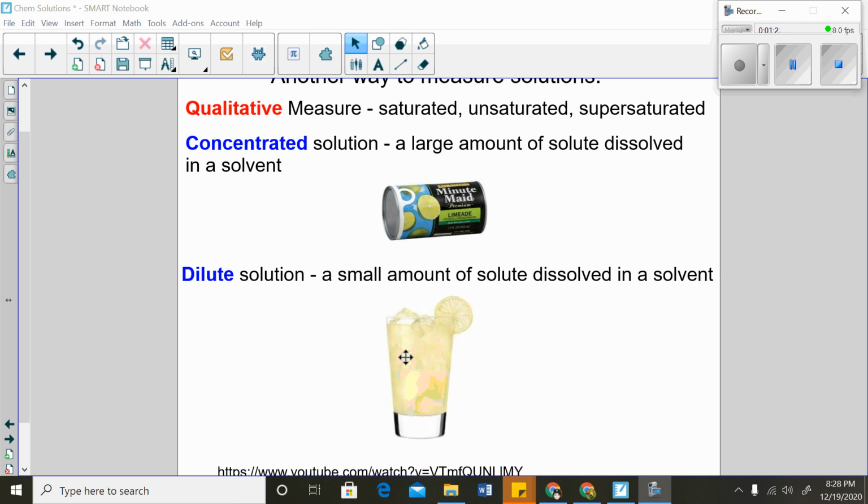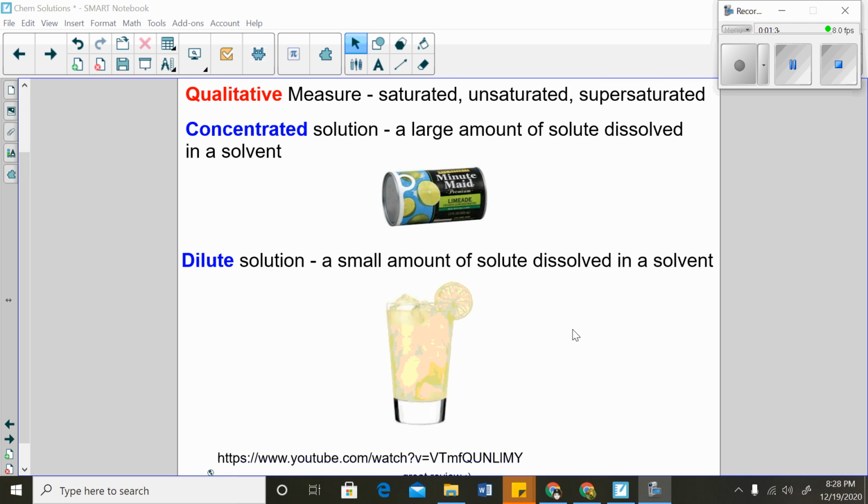That's because it's diluted with a lot of water, and you can't quite tell how much because water and Sprite or 7-Up are both clear, so quite deceptive. But I just thought that was a good example.